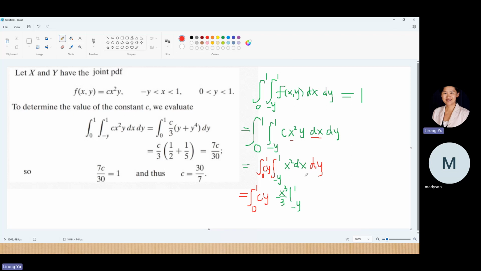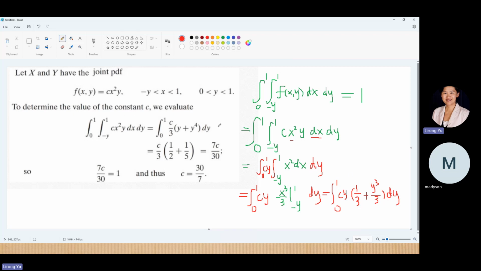Right, and then on the outside, we still have the dy. So this is the finishing of the dx part. And then we're going to plug in the 1 and -y for x. So it looks like this, 0 to 1 cy, and you have 1/3 plus y cubed over 3 and dy. Right, that becomes identical to this. And the rest of it you can work out yourself. I just wanted to explain this a little so you can see how it is.